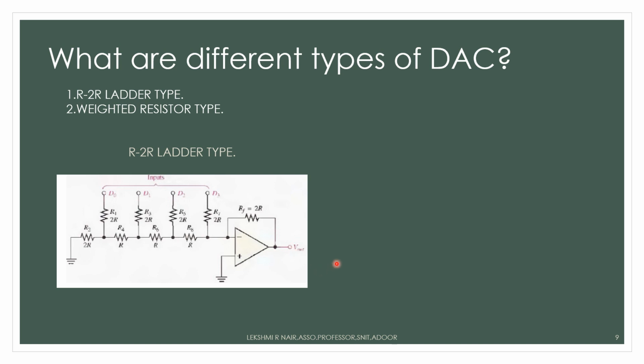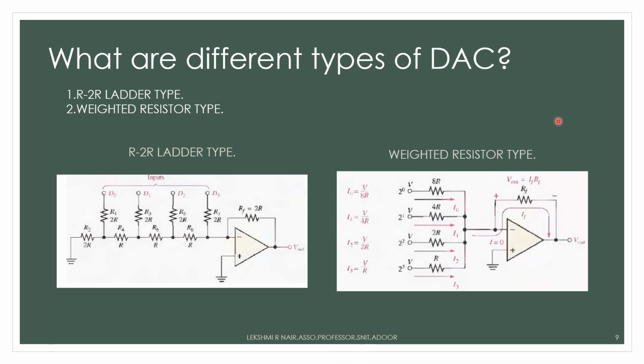Next type is weighted resistor type digital to analog converter. This is the circuit for weighted resistor type digital to analog converter. Here also we are using an op-amp and that op-amp is connected in inverting mode. Input is given to inverting input.